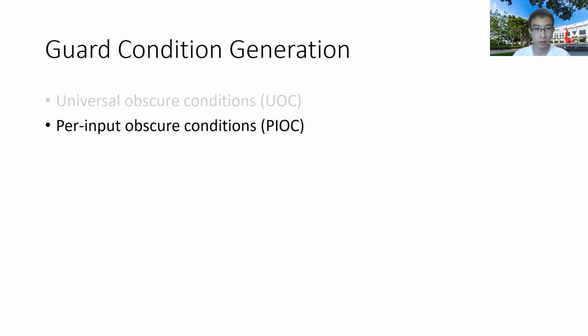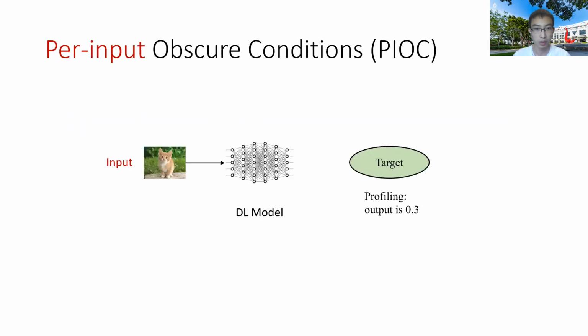The second generation strategy is the per input obscure conditions. Per input obscure conditions, as its name suggests, is closely related to the input. We take a randomly selected input, feed it to the deep learning model, and run a forward inference. At the same time, we profile the output of the target operator during forward inferencing. For example, we record that the output is 0.3 when the input is this tabby cat image.